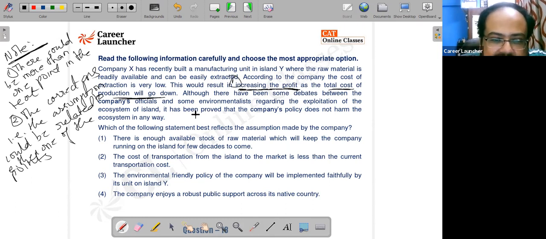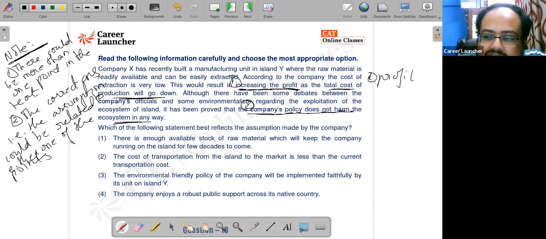The second point is it has been proved that the company's policy does not harm the ecosystem in any way. So there are 2 points. The first point is about profit. The second point is about the environment and ecosystem.